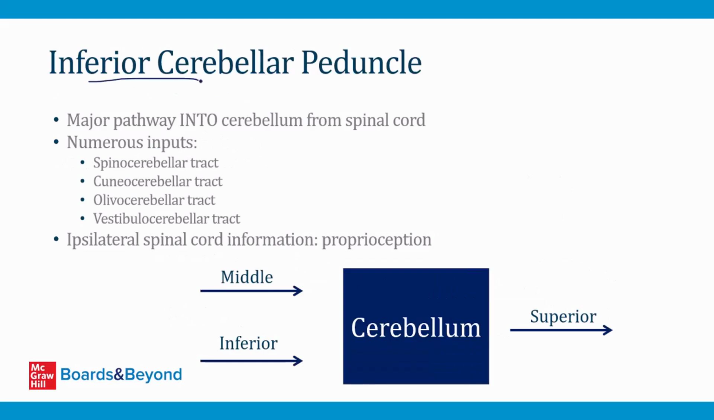The inferior cerebellar peduncle is the major pathway into the cerebellum from the spinal cord. It has lots of different tracts that provide nerve fibers to this peduncle. I've listed the important ones right here. And importantly, what the cerebellum is receiving is ipsilateral spinal cord information on proprioception. So the right side of the cerebellum is going to receive information about proprioception on the right side of the body, and that information comes from the spinal cord via the inferior cerebellar peduncle.